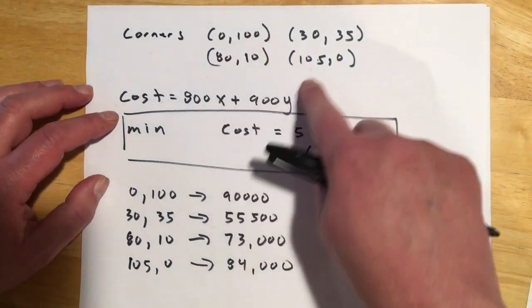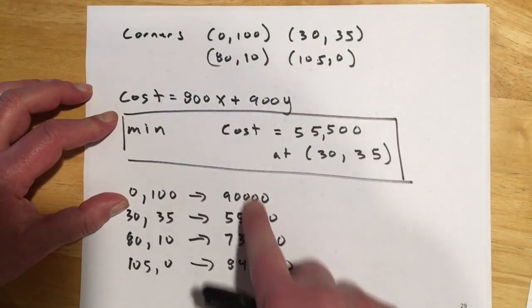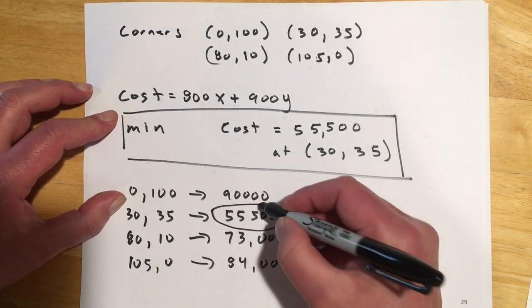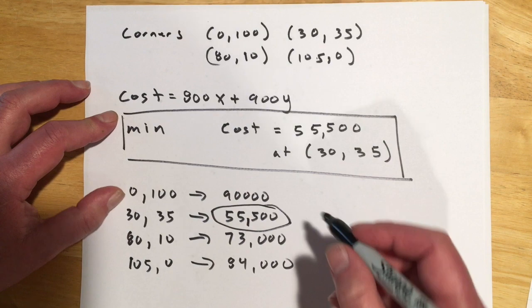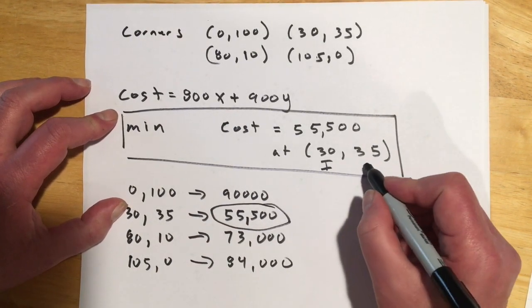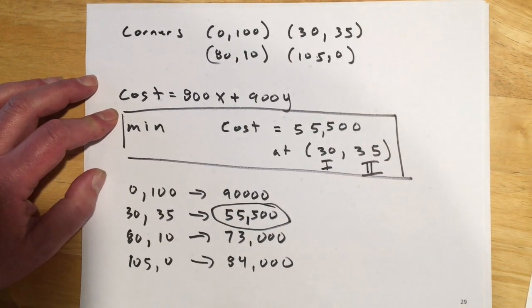So then I put these corners in the cost function. These were the values I got down here. And you see it's a pretty good spread of values. $55,500 was the least. And that was when we did 30 days at location 1 and 35 days at location 2.